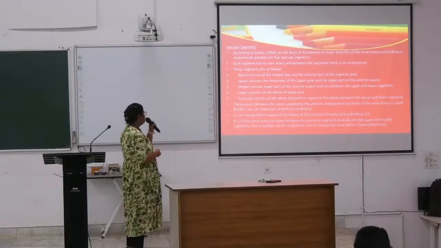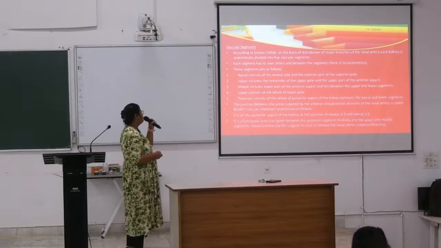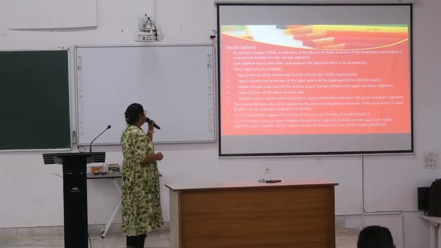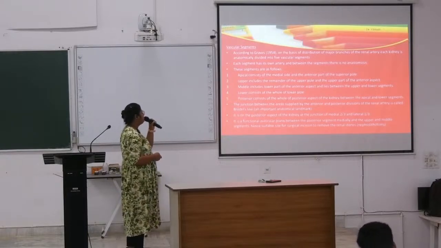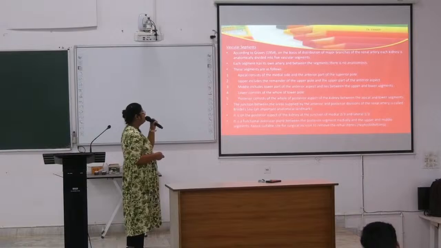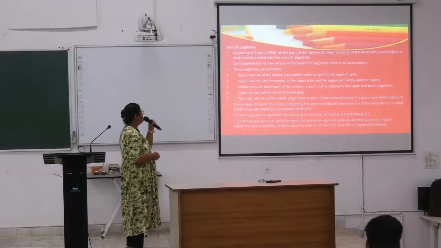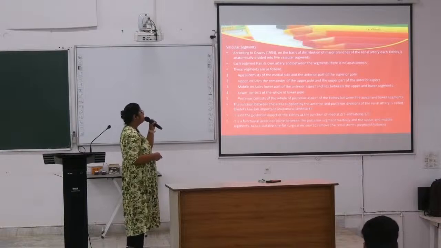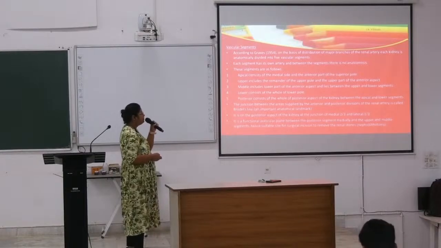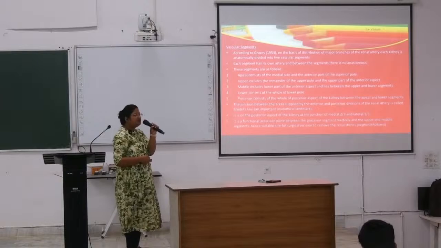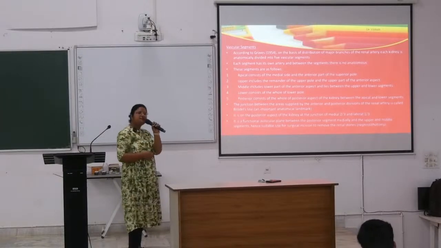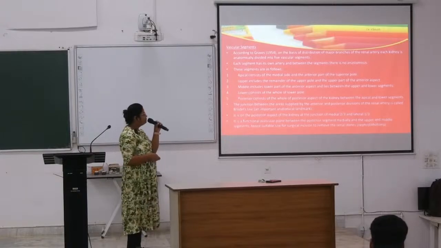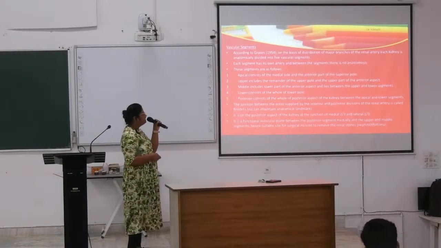So it is on the posterior aspect of the kidney at the junction of medial 2/3 and lateral 1/3. It is a functional avascular plane between the posterior segment medially and the upper and middle segments. Hence, it is a suitable site for surgical incision to remove the renal stones, nephrolithotomy. For removal of renal stone, you have to go through this plane, Brodel's plane. This is an avascular plane, that's why there is less chance of bleeding.